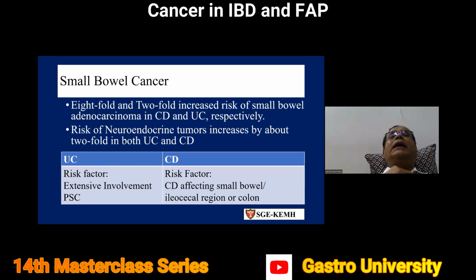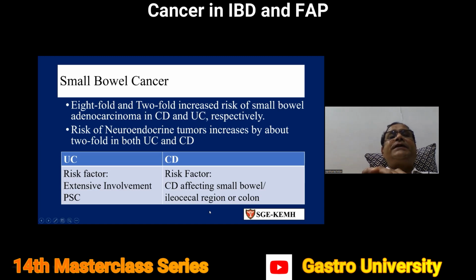Small bowel malignancies are believed to cause an 8-fold and 2-fold increased risk of small bowel adenocarcinoma in Crohn's disease and ulcerative colitis respectively. So it is very clear that as far as the small bowel is concerned, it is Crohn's disease which is the villain rather than ulcerative colitis. However, the risk of neuroendocrine tumor is equal in patients with ulcerative colitis and Crohn's disease.